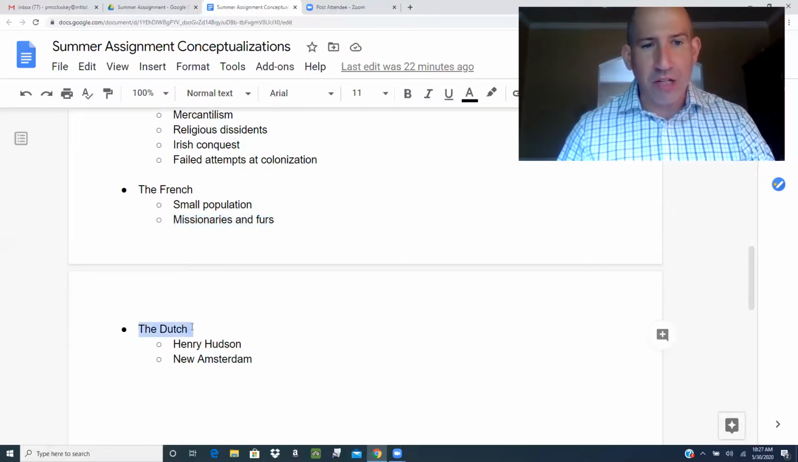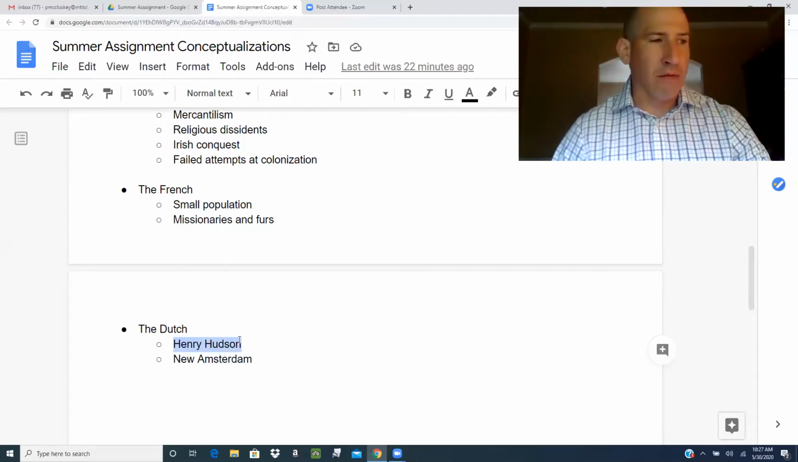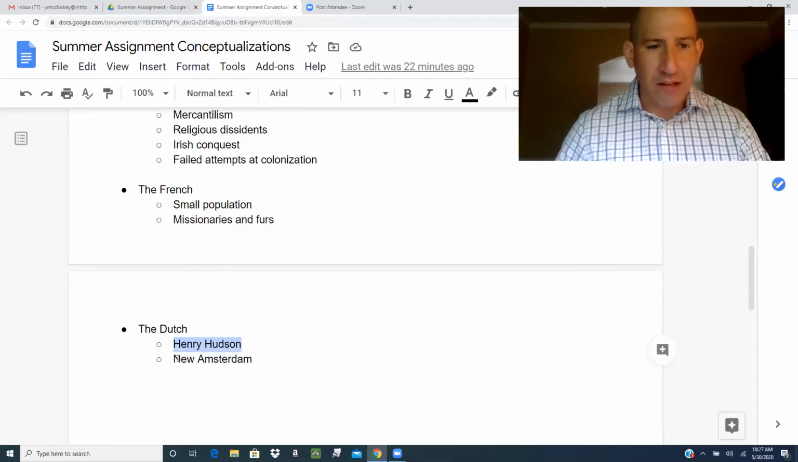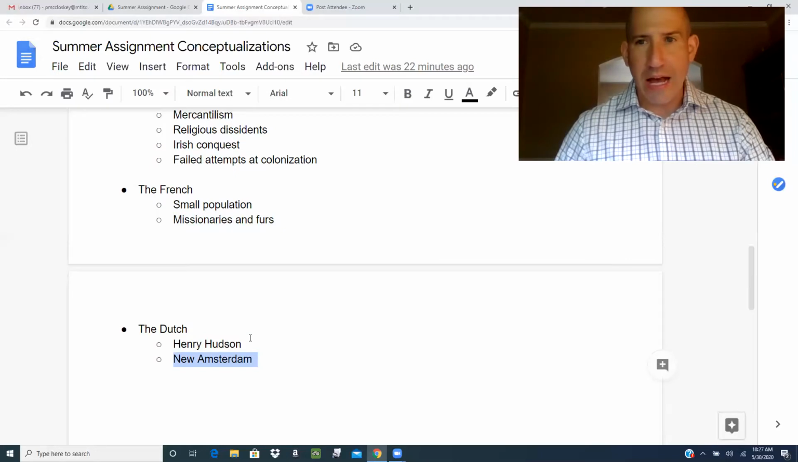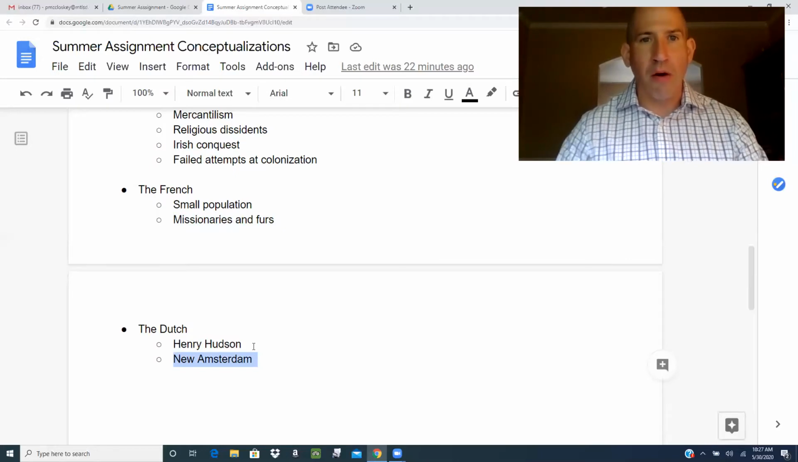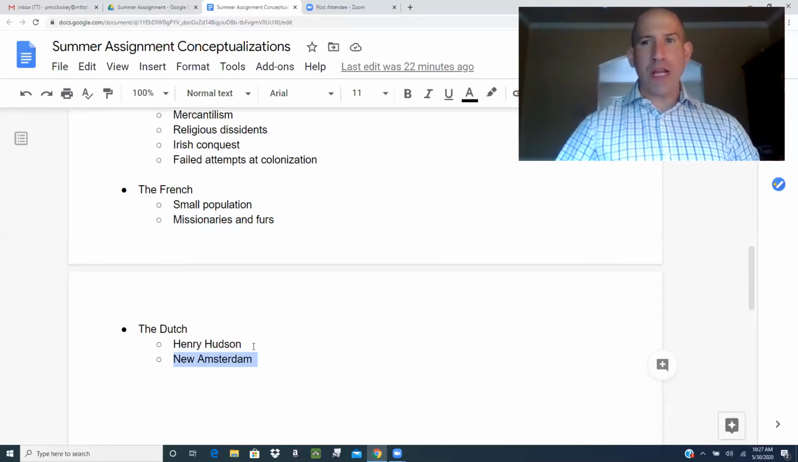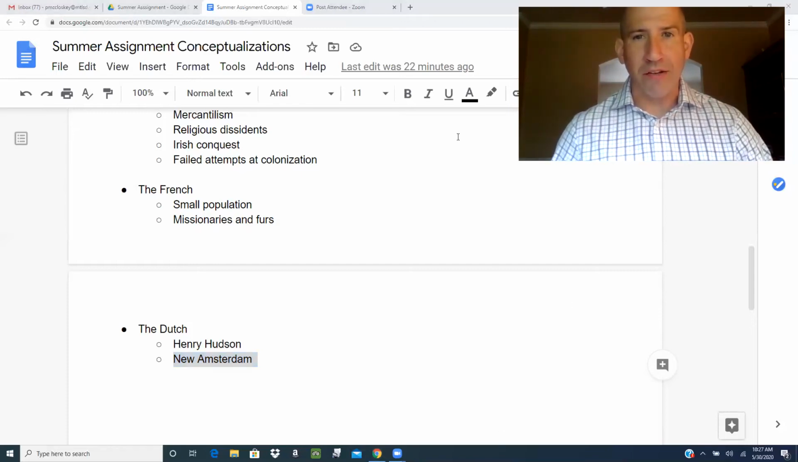And there's going to be a small Dutch presence in North America, as the Dutch had hired Henry Hudson to go up the Hudson River. He claimed all of that for the Netherlands. And there's a short-lived colony at New Amsterdam, New York City. So there you go. That's sort of like what you will get out of chapter number 1. So good luck.